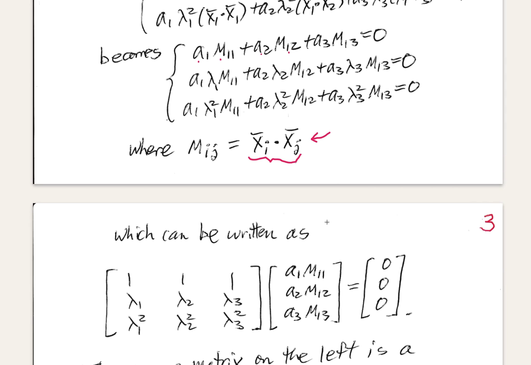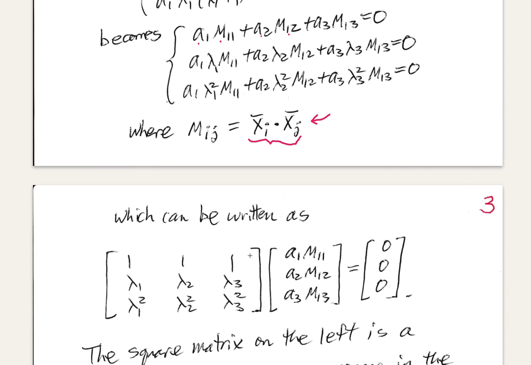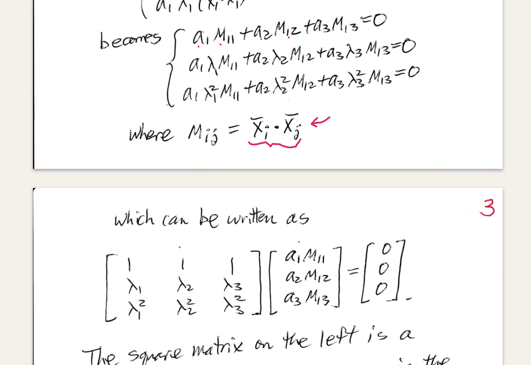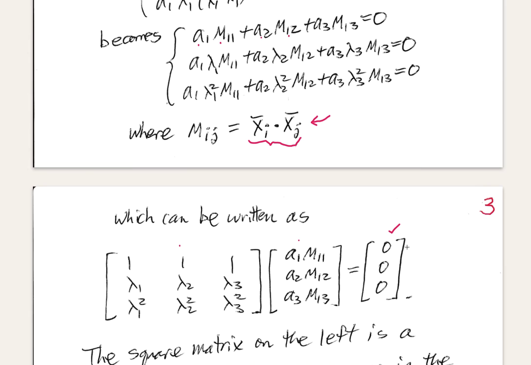Now I'm going to take this thing, and you see I can actually write it as this matrix equation. I've got this 3 by 3 matrix times what? This column vector a sub 1 m sub 1 1, a sub 2 m sub 1 2, a sub 3 m sub 1 3. Times this 3 by 3 matrix should be the 0 vector, right?